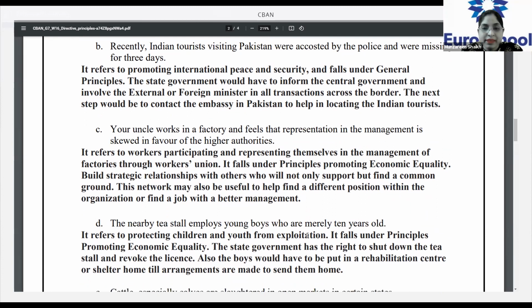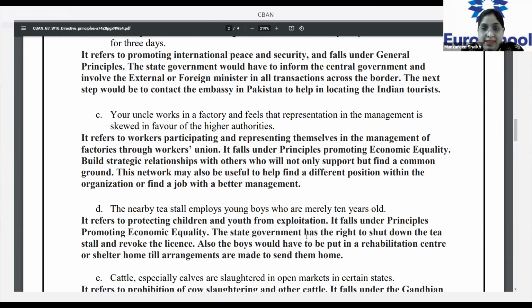Your uncle works in a factory and feels that representation in the management is skewed in favor of higher authorities. That means they are biased for higher authorities. Your uncle is working in a factory and over here, he feels that whoever is representing through the management is biased. That means they are in favor of only the higher authorities. So what do you think? Which category will this principle come under?